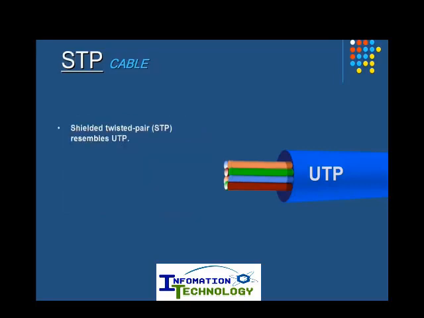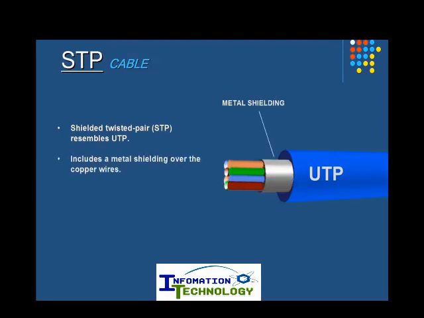Now shielded twisted pair is very similar to unshielded twisted pair, except that it adds a foil shield that covers the wires. This shielding adds a layer of protection against electromagnetic interference leaking into or out of the cable.